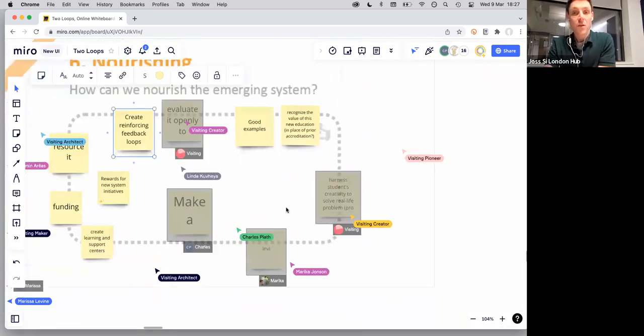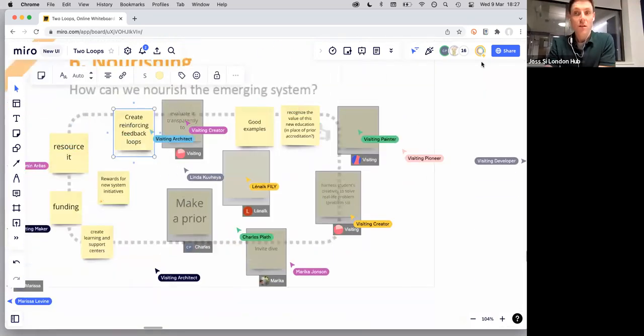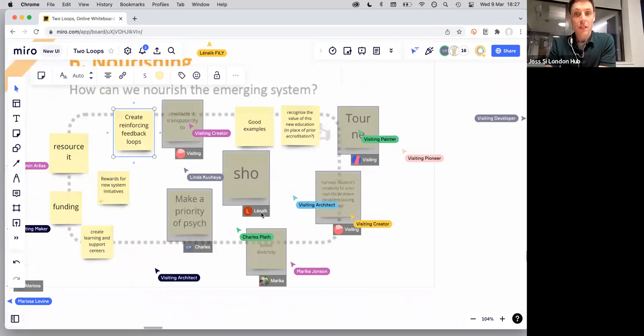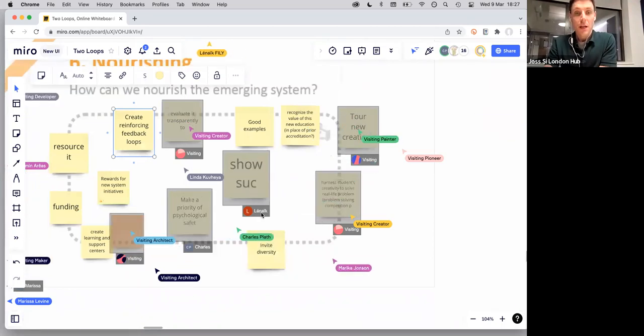Okay, so let's take a little look at these. We've just got a couple of minutes left. How might we nourish the emerging system?